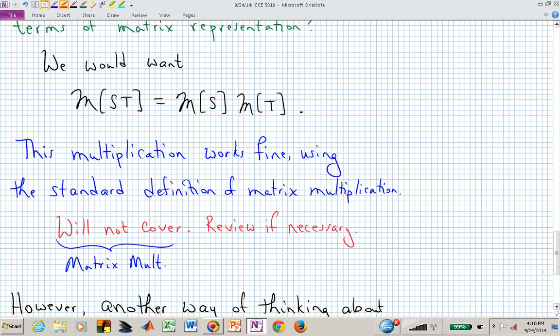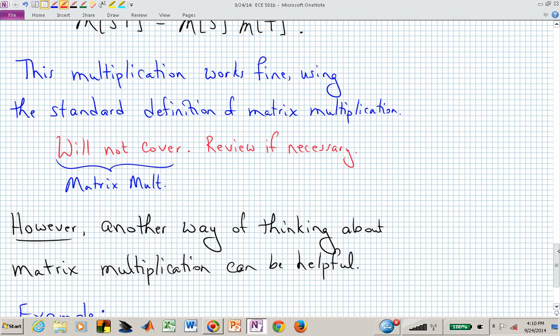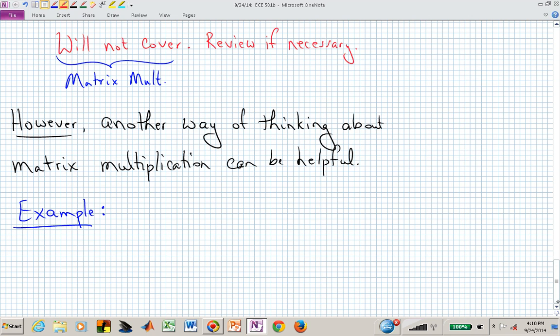and we're not going to cover it. I'm assuming you can do matrix multiplication. Okay? If you stumble a little bit, go ahead and review that if necessary. But I want to provide you with a way of looking at a matrix multiplication that maybe you haven't looked at or thought of in this way before.